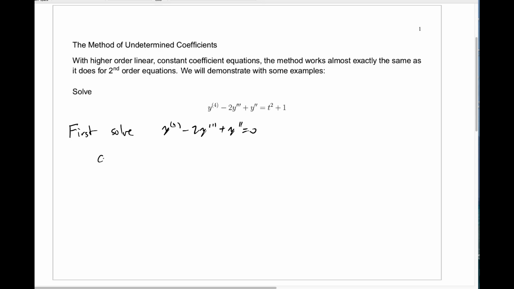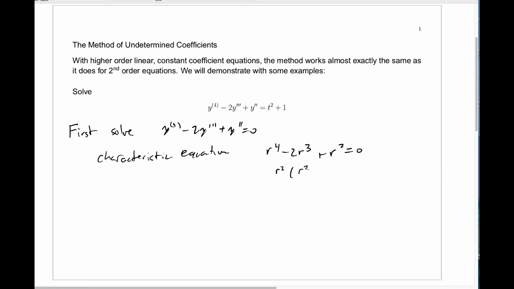And that has characteristic equation, which is r to the fourth minus 2r cubed plus r squared equals 0. Now we want to factor this. And again, when solving higher order linear constant coefficient homogeneous differential equations, this factorization might be the most difficult thing. Here it's actually pretty easy because we can just factor out an r squared.